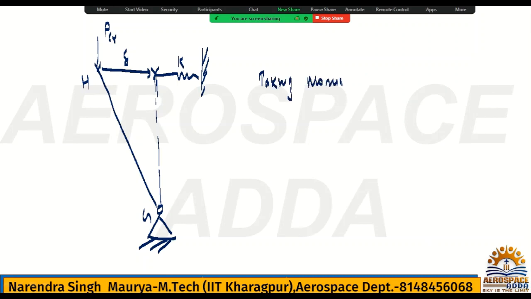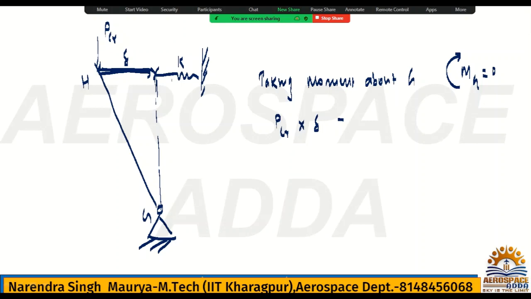taking moment about G. So this PCR into, because you are taking moment about G, what is this deflection, this perpendicular distance? It's delta. Minus, because you are taking moment about G, I can say summation of moment about G equal to 0. Yes or no? What is the other force? The other force is the spring, because this will give anti-clockwise about G.